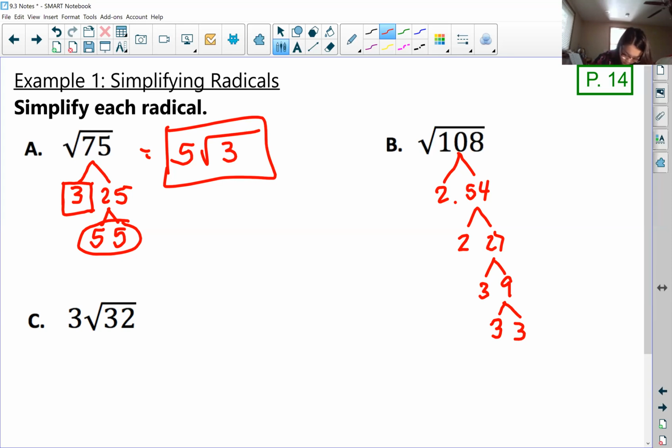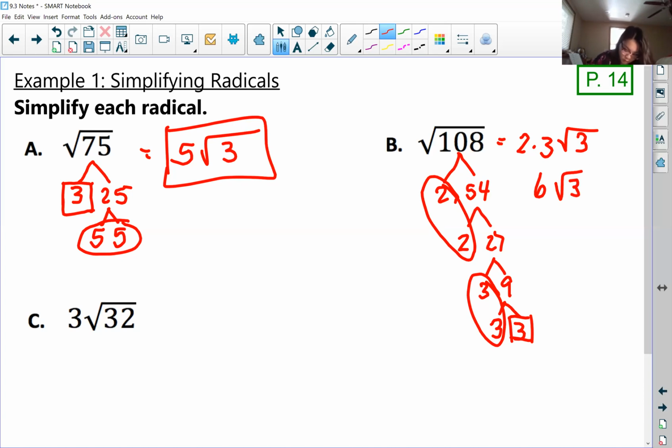So I have a couple of 2's that can be grouped together, a couple of 3's that can be grouped together, and a 3 that can't be grouped with anything. So in this case, 108, I would take the 2 and the 3 that have pairs, and multiply those together. And the 3 that doesn't have a pair goes underneath the radical. So we have 6 root 3 for 108.